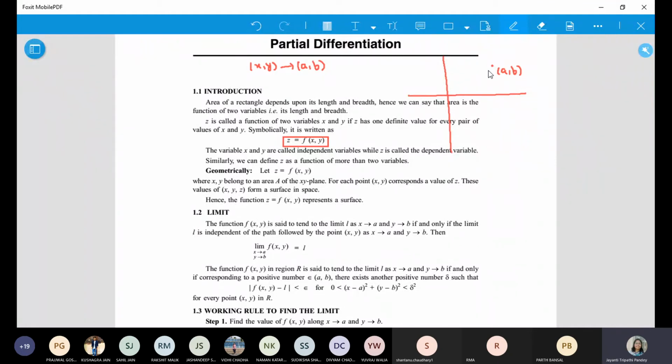Now you have to reach at this point. How many ways can we reach? There are a variety of ways. Now I'm showing it using different shades. You can come from here to here and then you can reach from here. In both ways, x and y will approach.